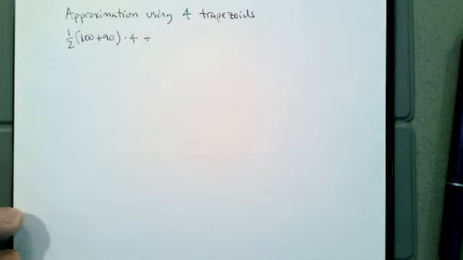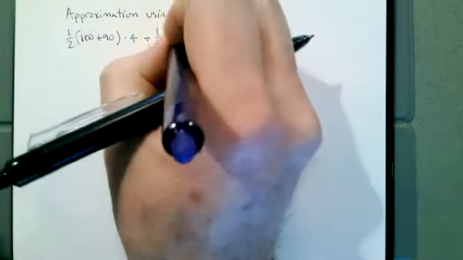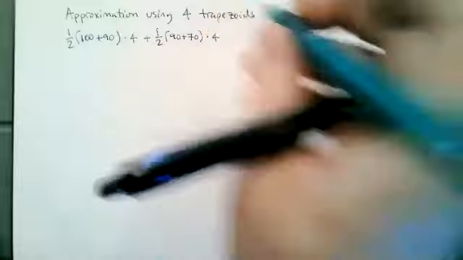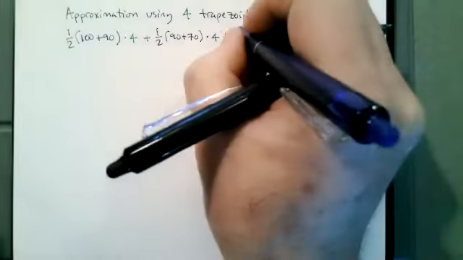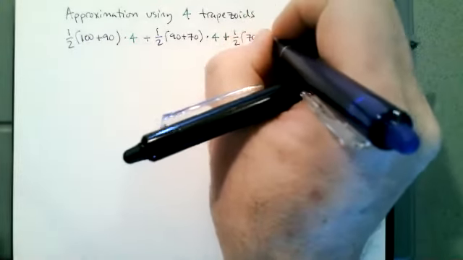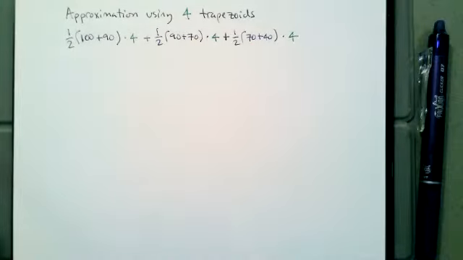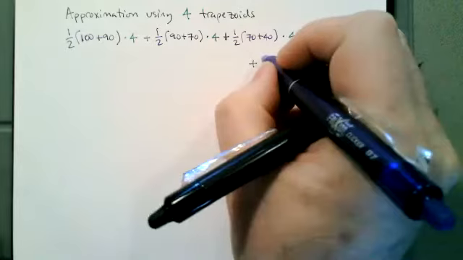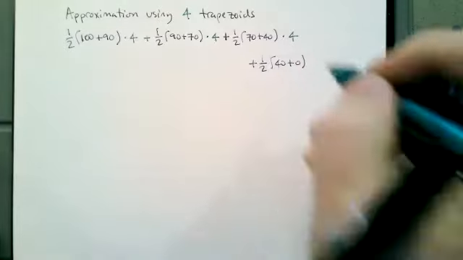Then the next trapezoid had a height of a 90, and then the next height was a 70. So I find the average of the 2 bases. And that still gets multiplied by 4. That's the height. The next trapezoid had bases of 70 and 40. And that gets multiplied by the height of 4. And the fourth trapezoid had heights of 40 and 0. And that also got multiplied by 4.